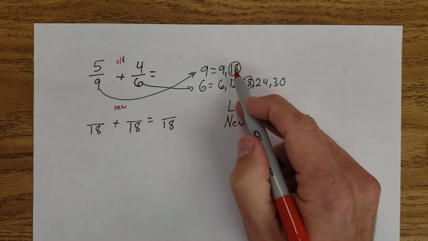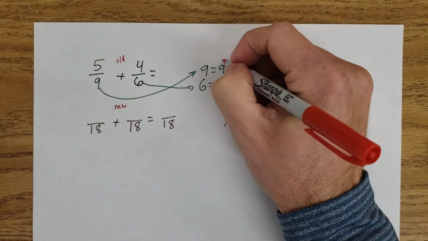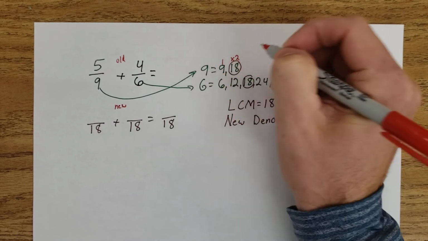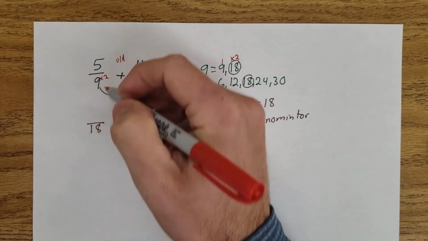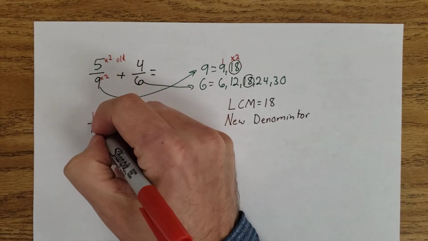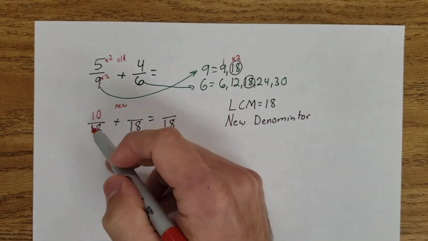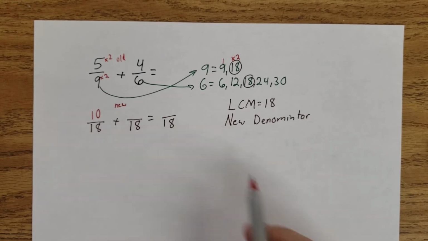Well, we're going to look at our LCM. We're going to look at our skip counting. Our 9 has to become an 18. That's not 9 times 1. It's actually 9 times 2. So 9 times 2 gives me 18. Whatever I do to the bottom, I got to do the same thing to the top. So I multiply that by 2, and that gives me 10. There's my new equal fraction that has my common denominator, the 18 on the bottom.